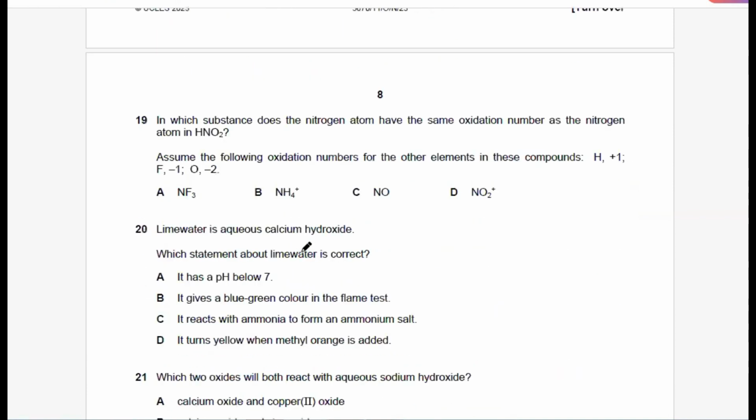Now for question number 19: in which substance does the nitrogen atom have the same oxidation number as the nitrogen atom in HNO2? First of all, we need to find the oxidation number of nitrogen in HNO2. Oxygen is -2, two atoms are there, so it is -4. Hydrogen is +1, so nitrogen will be +3.